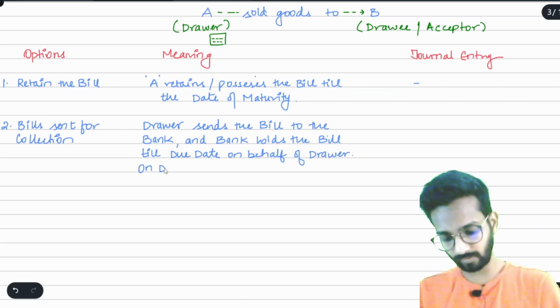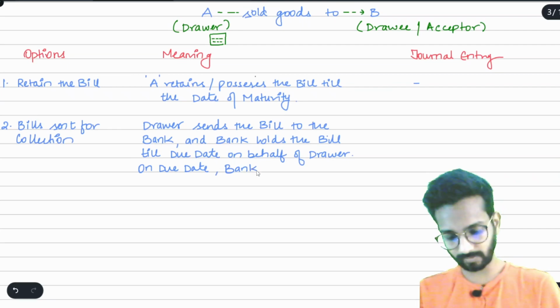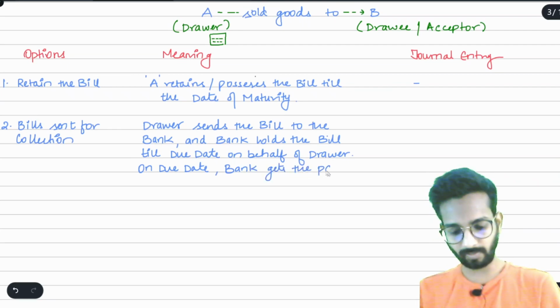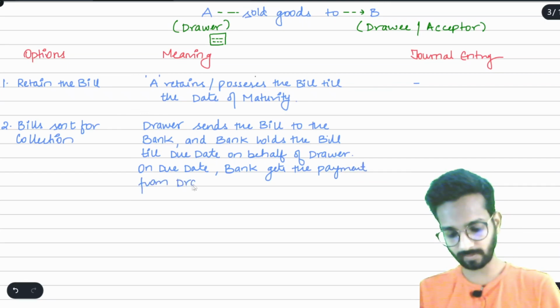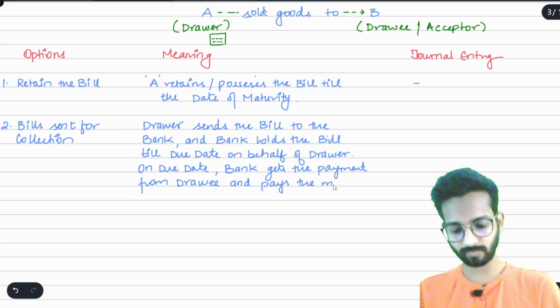On due date, bank gets the payment from drawee and pays the money to drawer.